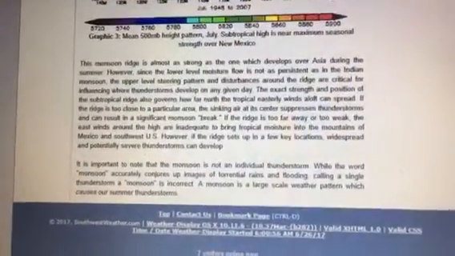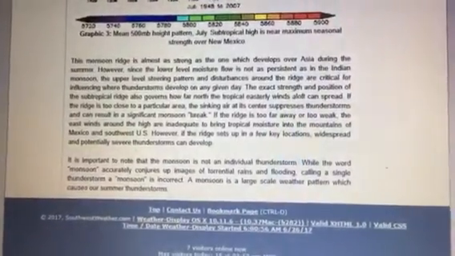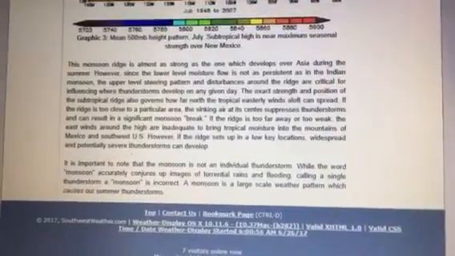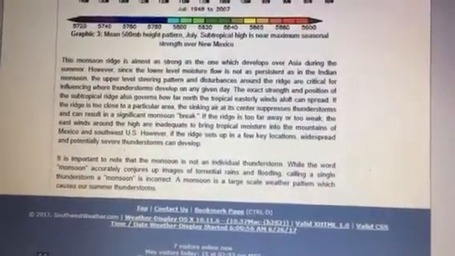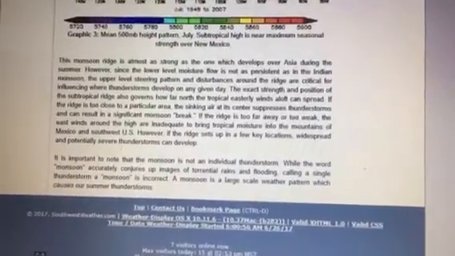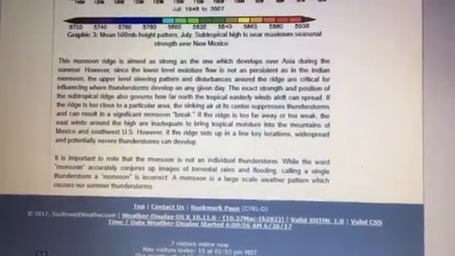So the monsoon ridge is almost at this point as strong as the one which develops over Asia during the summer. However, since the low level moisture is not as persistent as the Indian monsoon, the upper level steering pattern disturbances around the ridge are critical for influencing where thunderstorms develop on any given day.